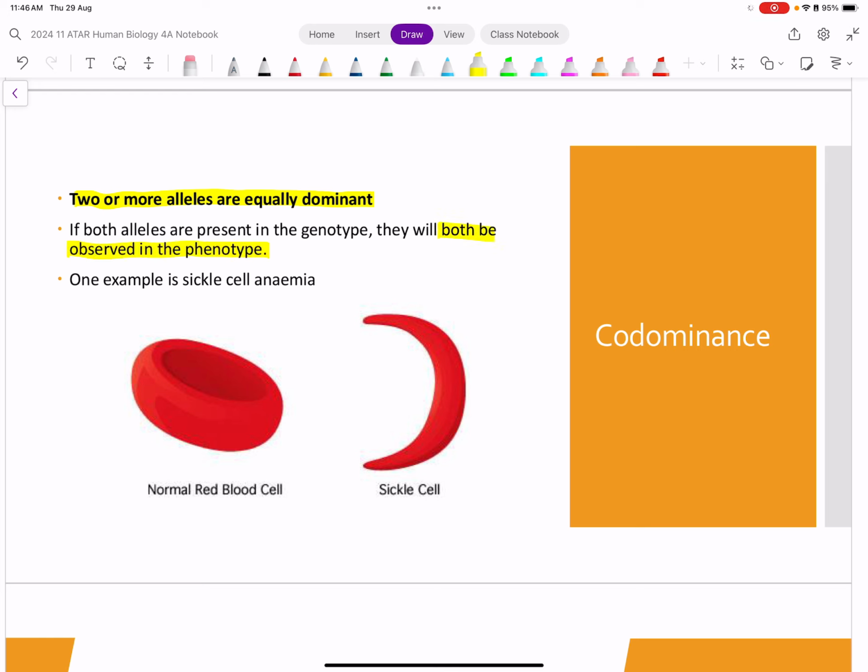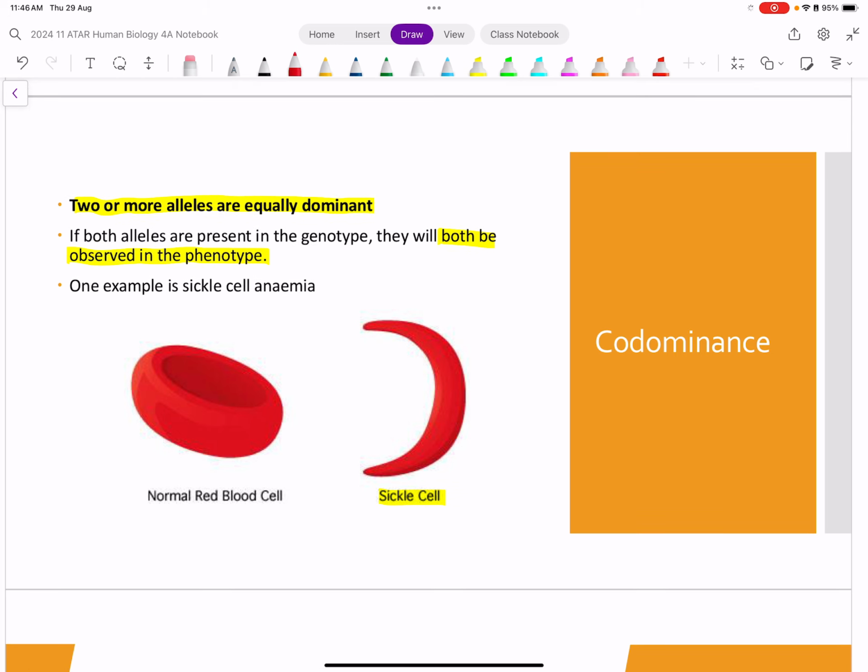So sickle cell anemia is due to a variation of hemoglobin where our red blood cells end up looking like this sickle cell on the right-hand side of my screen. This is in comparison to my normal red blood cell on the left-hand side, which has that biconcave disc structure. So what is this caused by?